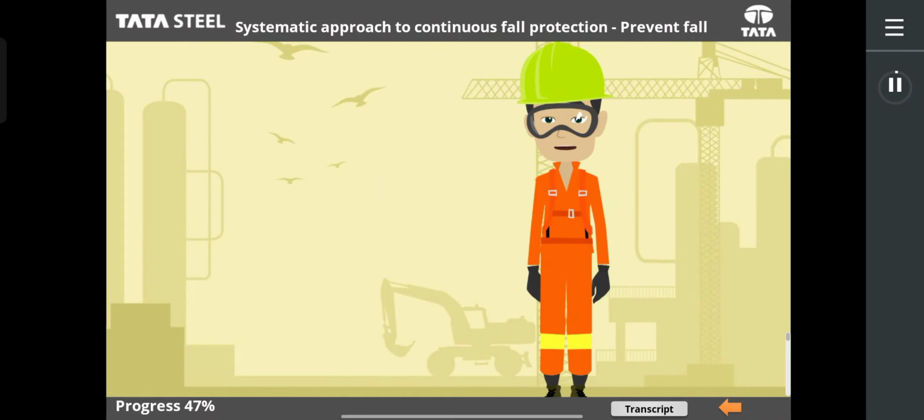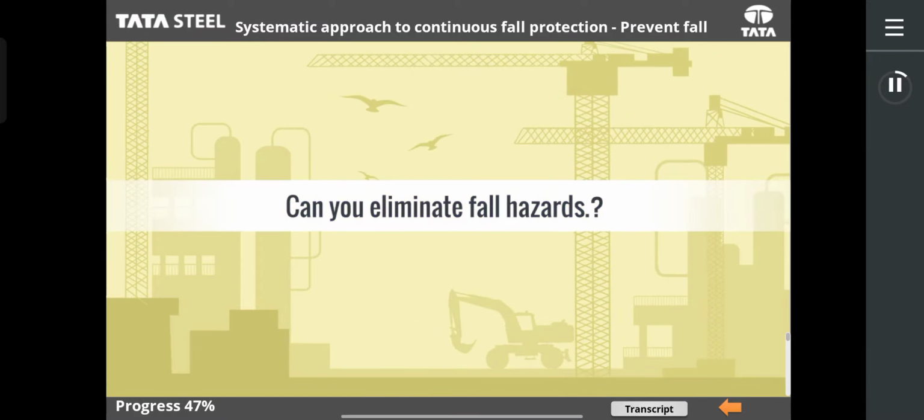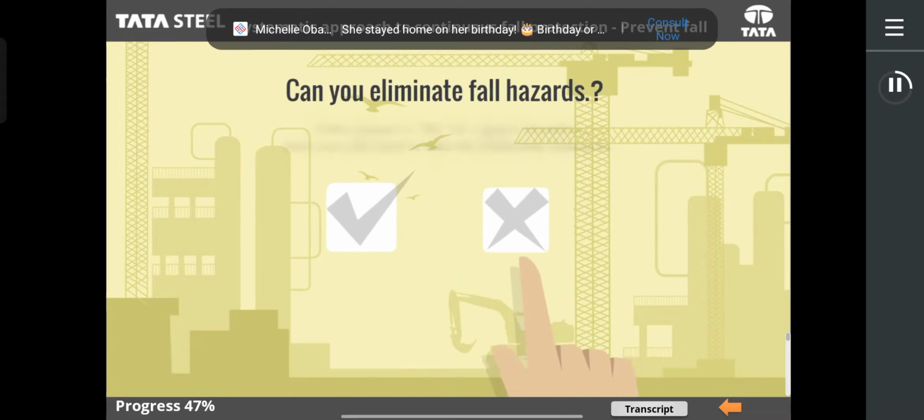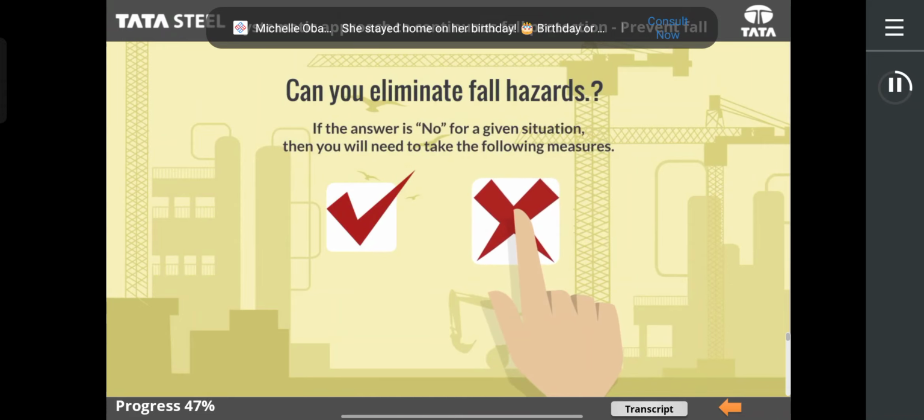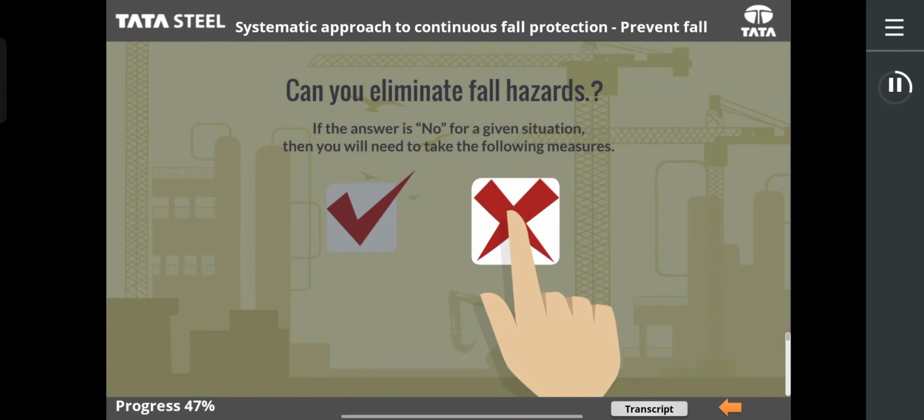The second line of defense in continuous fall protection is fall prevention. This also requires assessing the workplace and work processes. If fall hazards cannot be completely eliminated during the first step, try to prevent falls by improving the workplace. Avoid relying on a worker's behavior or fall arrest equipment to prevent injuries. If the answer is no for a given situation, then you will need to take the following measures.